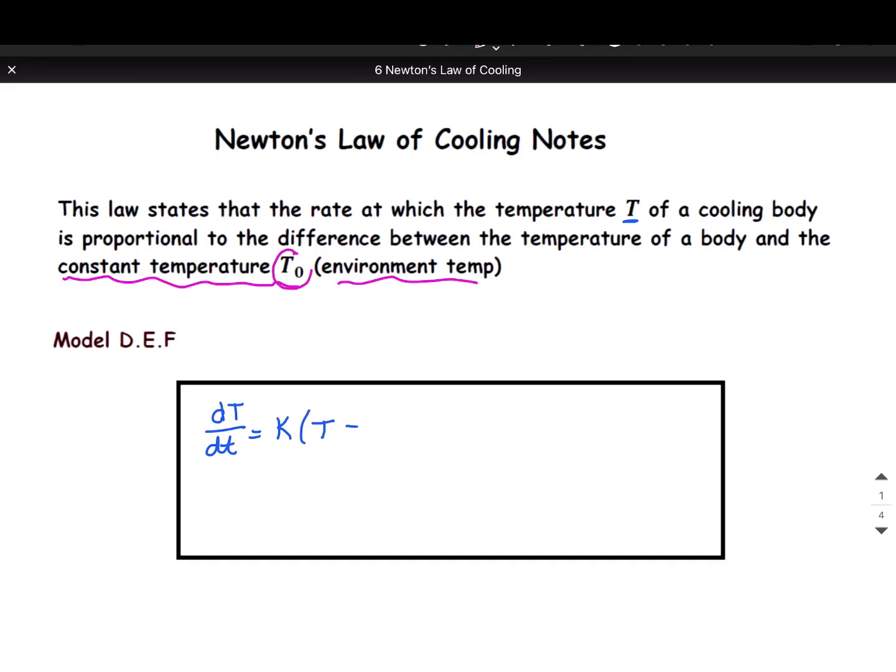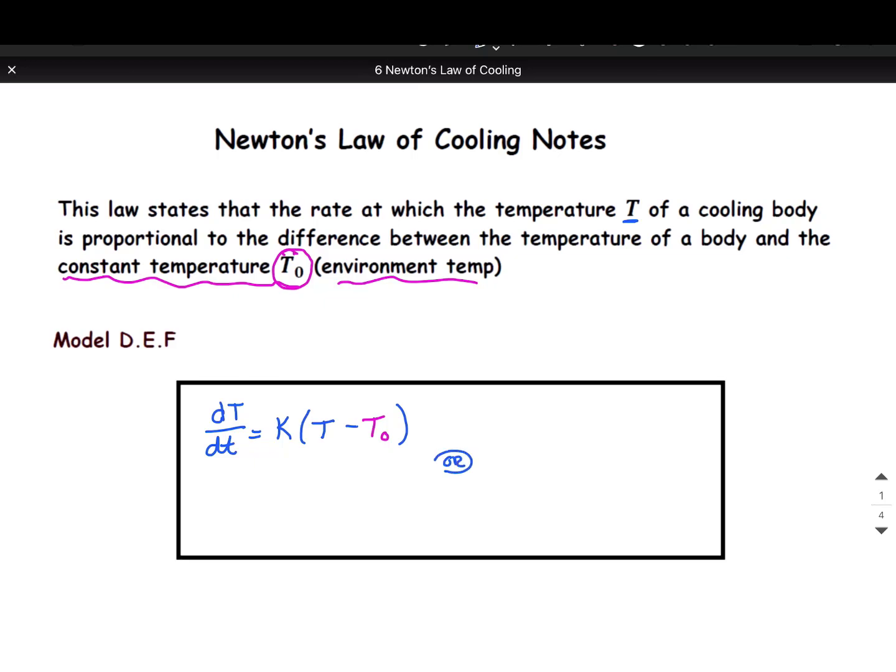Now be careful, this T naught is not the temperature at time zero, it's the environmental temperature. It's the temperature of the area around whatever it is that's cooling, okay? So be careful with that. And that can actually get substituted in before you solve the differential equation. That's not a variable usually, okay?